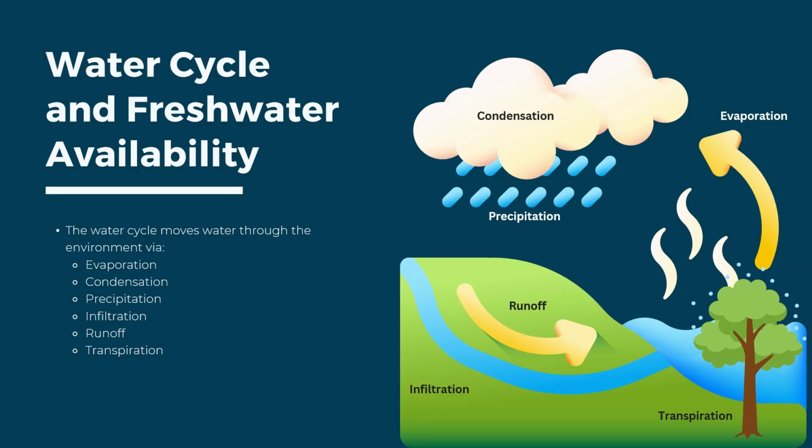Finally, we have transpiration. Plants pull water from the soil into their roots, and they release some of this water into the air through tiny leaf openings. Together, evaporation and transpiration are sometimes called evapotranspiration.